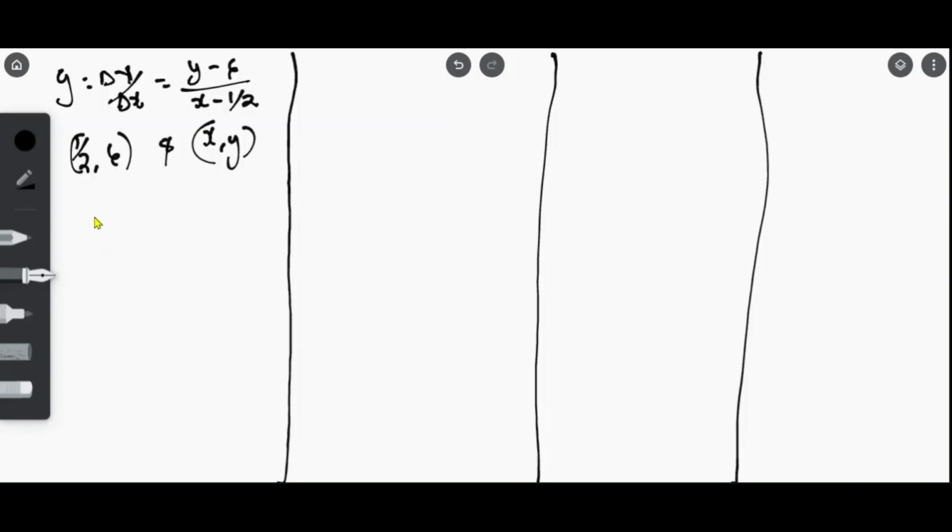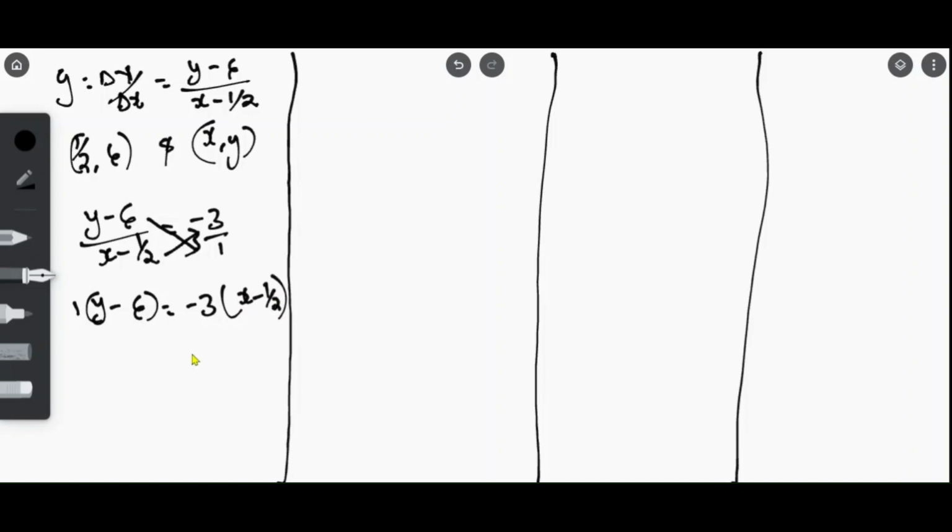So the last step is substitute. I will say y minus 6 all over x minus a half, all this is equal to negative 3. Then I cross multiply. Any number without a denominator is 1. So I will say this multiplied by that is equal to that by that. If the denominator is not indicated, just know it is 1. So we cross multiply. Y minus 6, I am multiplying by 1, equals to negative 3, I am multiplying by x minus a half.